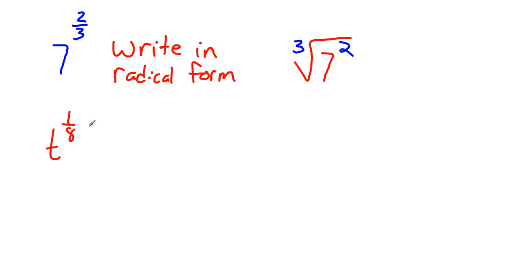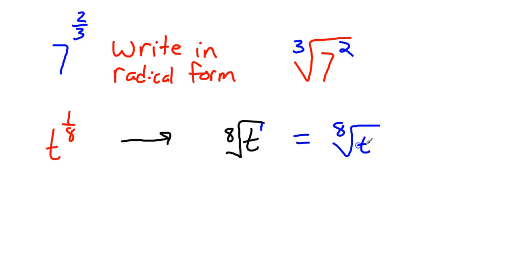If you had something like t to the 1/8 power, you've got your 8th root on the outside, you've got t to the 1st on the inside, and with that one being t to the 1st, you don't have to put the 1 because it's t to the 1st. So for that one, you can just do that as the 8th root of t.